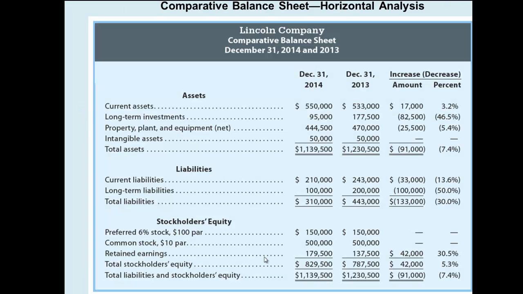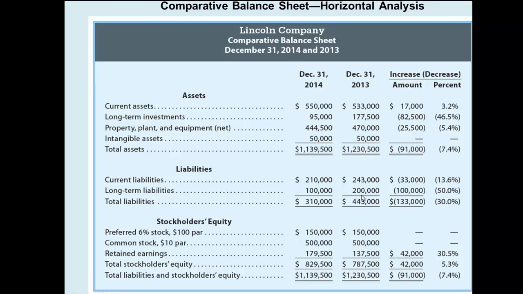Okay, so let's take a look here. For example, let's take a look at these current assets. We can see that on December 31st, at year end 2013, we had $533,000 of current assets. On December 31st, 2014, it went up to $550,000. So that's a $17,000 increase dollar-wise, or that's a 3.2% increase.